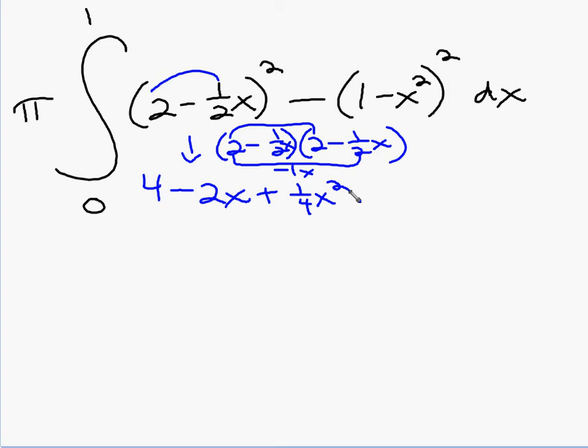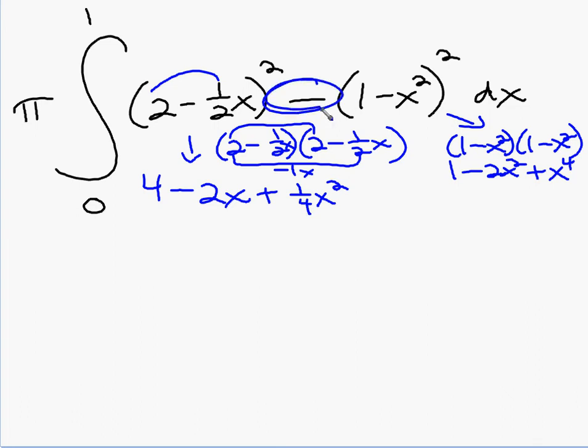And then when I FOIL this one, I have 1 minus x squared times 1 minus x squared, which would be 1 minus 2x squared plus x to the 4th. But I'm subtracting that whole mess, so I need to take a negative through. Minus 1 plus 2x squared minus x to the 4th. Hallelujah, we finally get to our dx at the end.